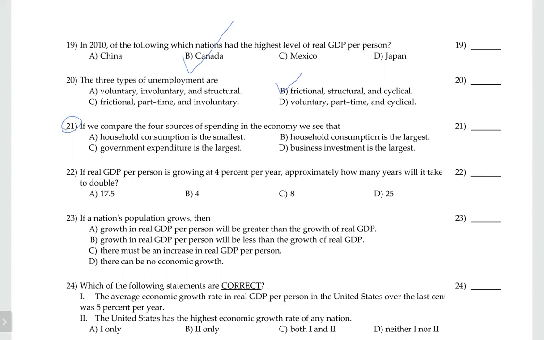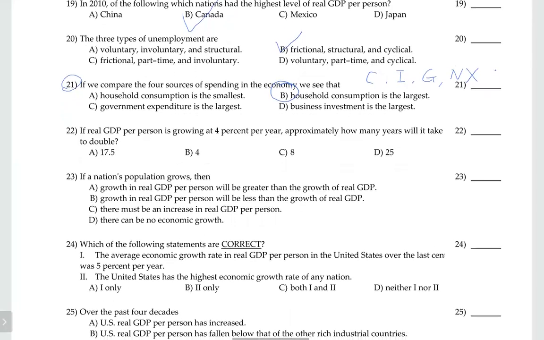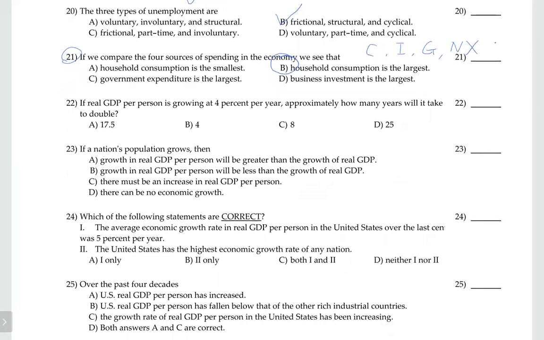21. If we compare 4 sources of spending in the economy, we see that, so this refers to C, I, G, and X. Okay, so that's a basic fact regarding GDP. The answer is B. So now, real GDP grows 4%. How many years will it take to double? So this is the rule of 70. 70 divided by 4. Okay, so I leave the calculation for you.